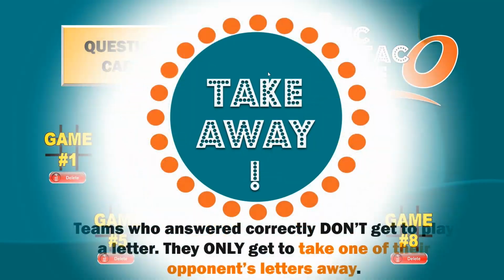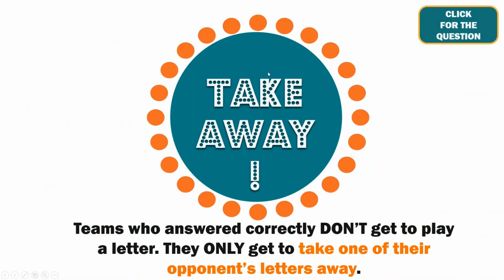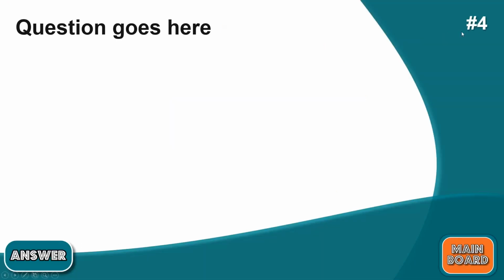Now when we would go play their X's and O's, watch when I go to question number 4. You don't even need to know what it is, but every so often I have some random, special things in here like this one. This is called takeaway. What's takeaway? At the bottom, it says teams who answer correctly on this one don't get to put a letter on there. They're only going to take one of their opponents off. Interesting. Are you ready for the question, teams? Click for the question, and it just takes you to another question.